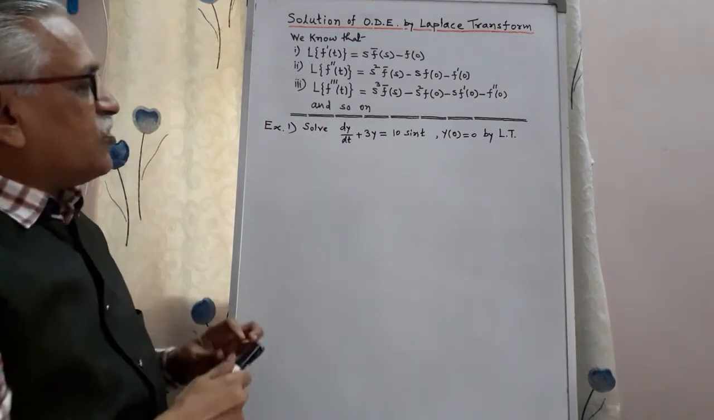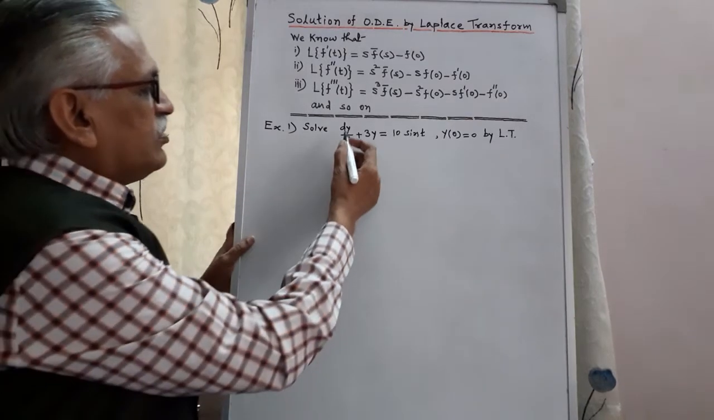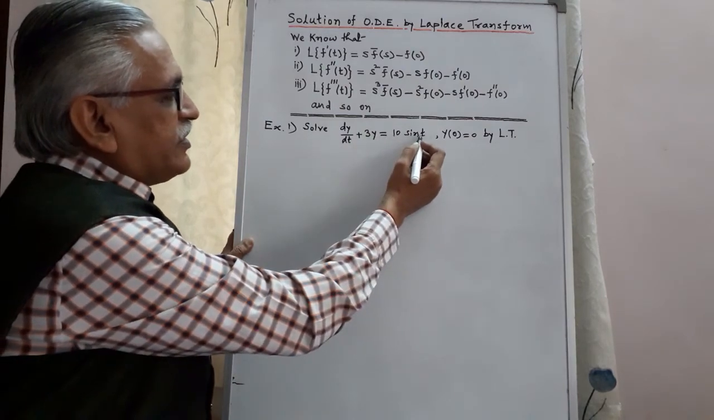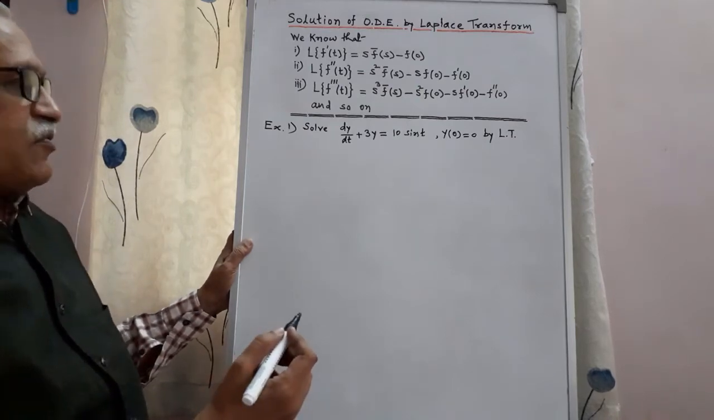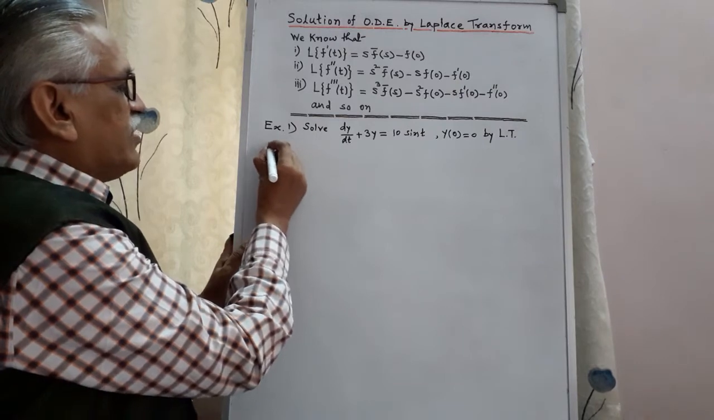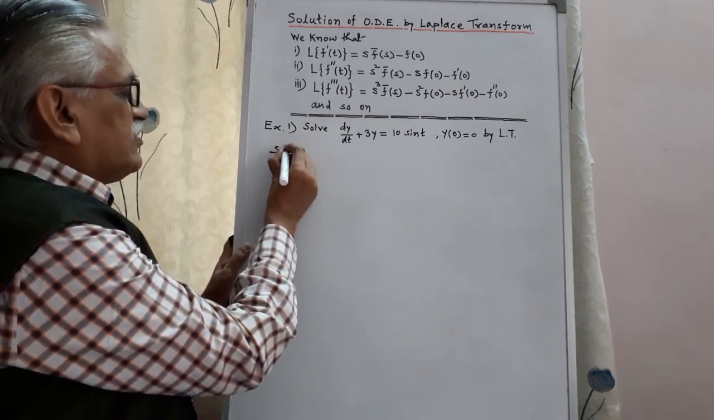Let us try to solve some examples. First one: solve dy by dt plus 3y is equal to 10 sin t, with condition y at 0 equal to 0, by Laplace transform. As per the previous two examples, we try to solve this one.